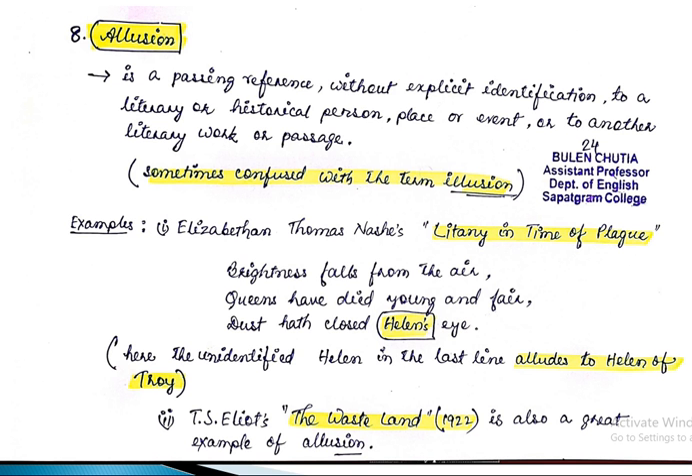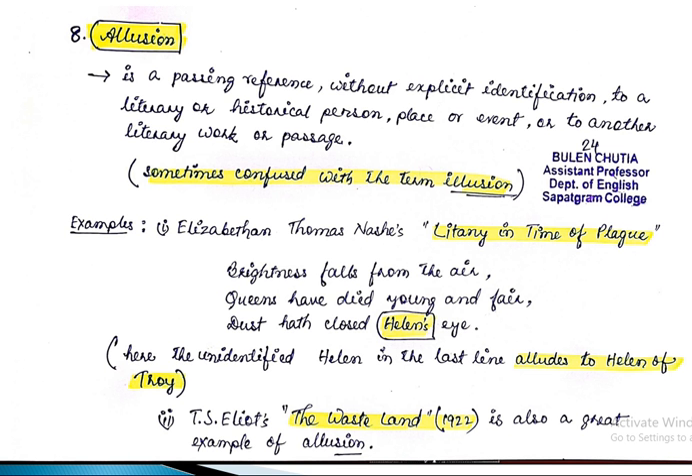Now, let us see what is written in the book A Glossary of Literary Terms by M.H. Abrams and Geoffrey Galt Harpham. Here it is written that allusion is a passing reference without explicit identification to a literary work, to a literary or historical person, place, or event, or to another literary work or passage.